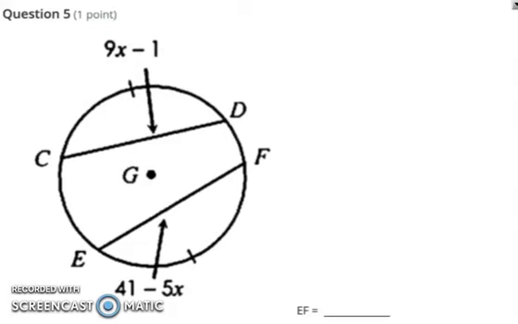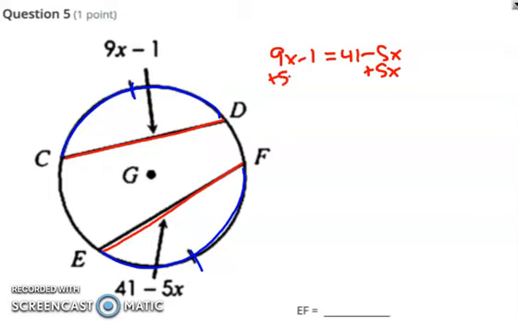Question 5. This is 2 chords. When these arcs are marked as congruent like they are, that means that the chords that cut those off have to be congruent. So I know that this chord has to be the same length as this chord, which means I can set them equal. I can set 9x minus 1 equal to 41 minus 5x. I can solve this by adding 5x to both sides and adding 1 to both sides. That gives me 14x over here and 42 over here. That means x is 3.